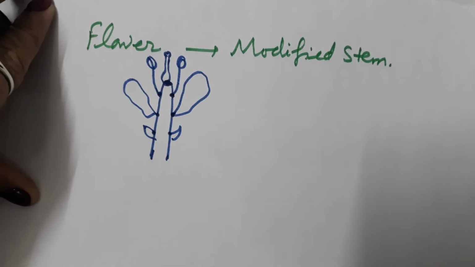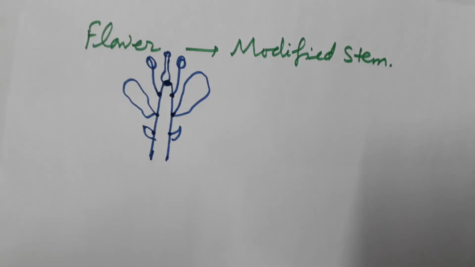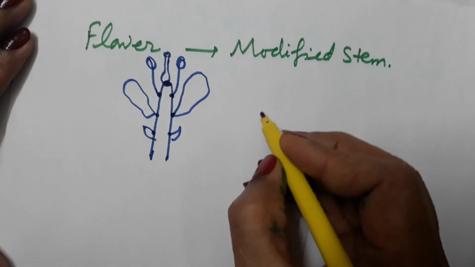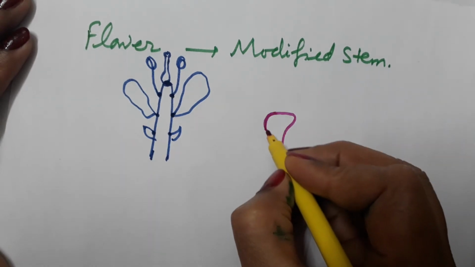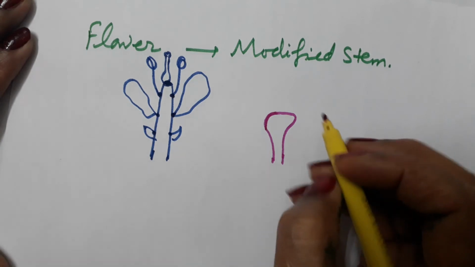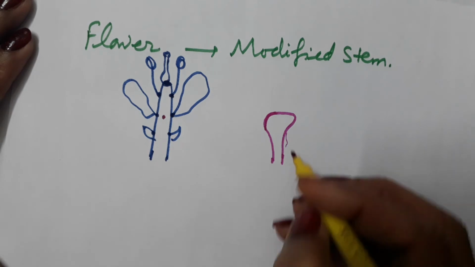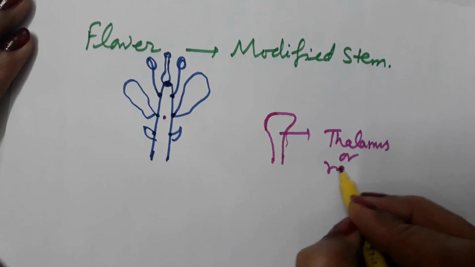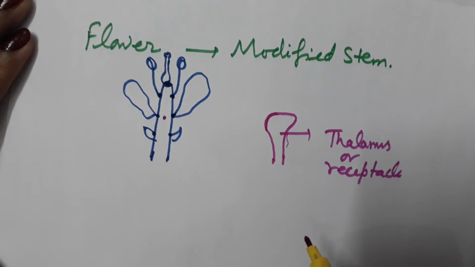And when the reproductive phase started, what happened? If we compressed this stem, then what happens? Internodal length decreases and nodes lies adjacent to each other. If we compress this stem, this flattened kind of structure is produced, which we known as the thalamus or receptacle. And on this thalamus or receptacle, all the floral parts are present.